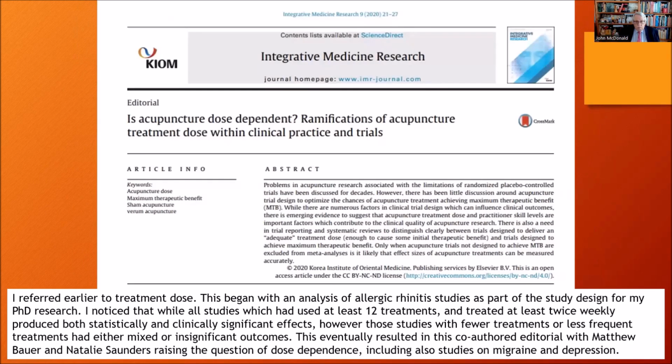I referred earlier to treatment dose. This began with an analysis of allergic rhinitis studies as part of the study design for my PhD research. I noticed that all studies which had used at least 12 treatments and treated at least twice weekly produced both statistically and clinically significant effects. However, those studies with fewer treatments or less frequent treatments had either mixed or insignificant outcomes. This eventually resulted in a co-authored editorial with Matthew Bauer and Natalie Saunders, raising the question of dose dependence, including also studies on migraine and depression.